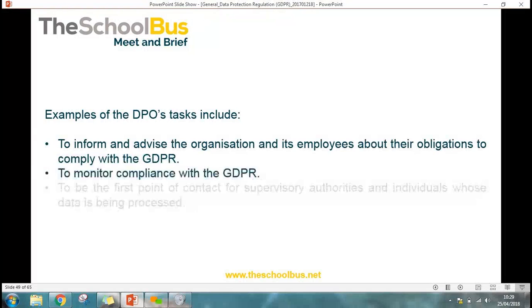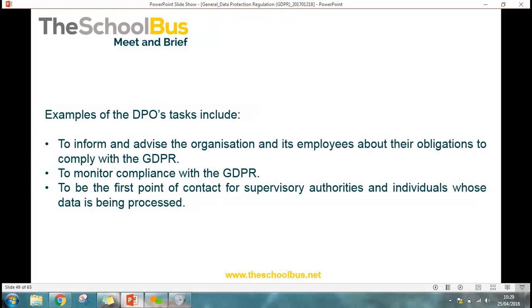Whilst the role of a DPO is not a full job description, their tasks are to make sure that employees are aware of the obligations, to look at the compliance of the GDPR, and to be the first contact authority where there is either a breach or with individuals whose data is being used.